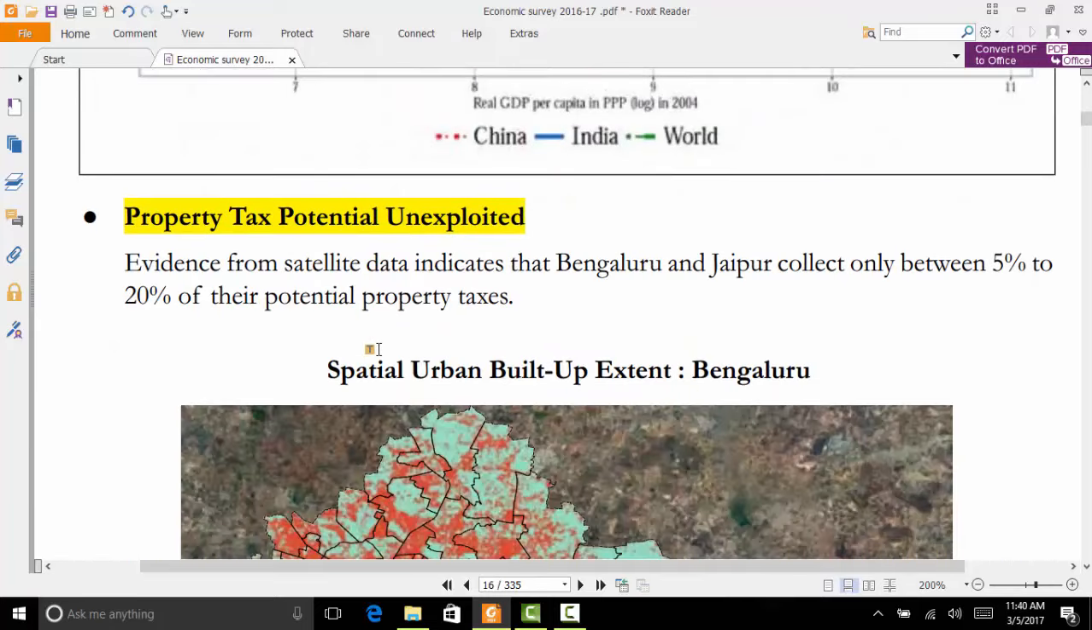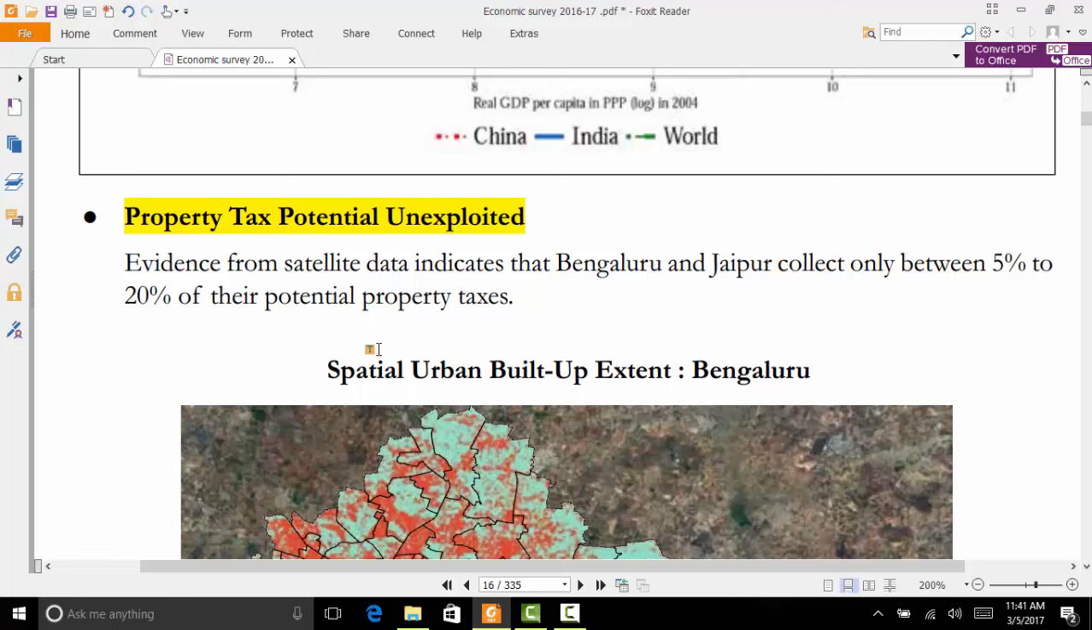Coming to this property tax potential unexploited, this remains again one of the gray areas. The last survey also focused that property taxation should be strengthened to empower the local bodies, to encourage more tax paying by the people, as well as more revenue to the government, specifically the local government. So property taxation potential is still unexploited and should be strengthened further. So this is the focus area.